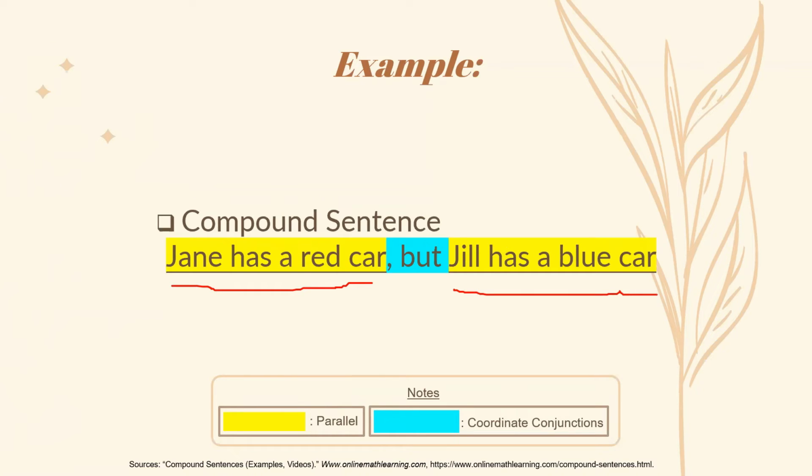The first one is: Jane has a red car, and also Jill has a blue car. So these two are independent clauses because they have a subject and verb. Therefore, it is parallel because they both have the same pattern.